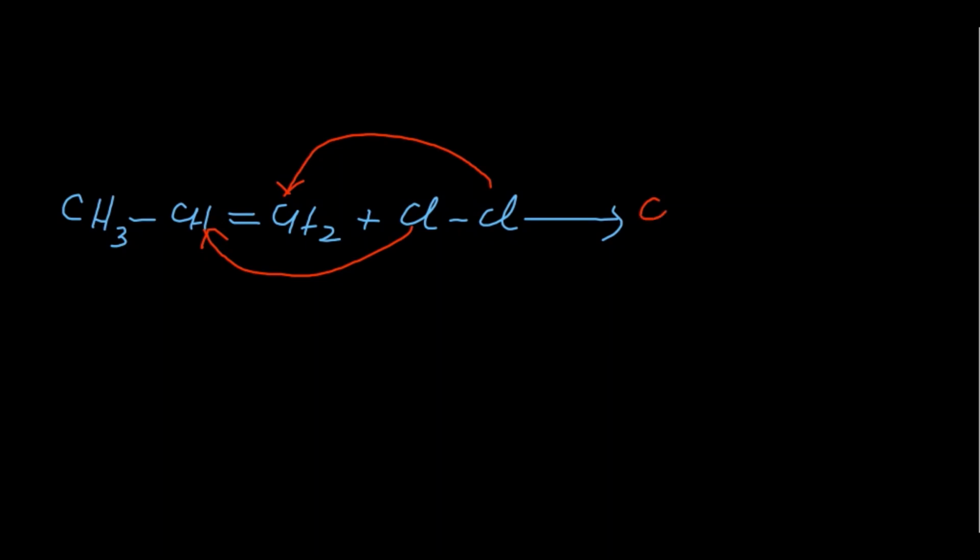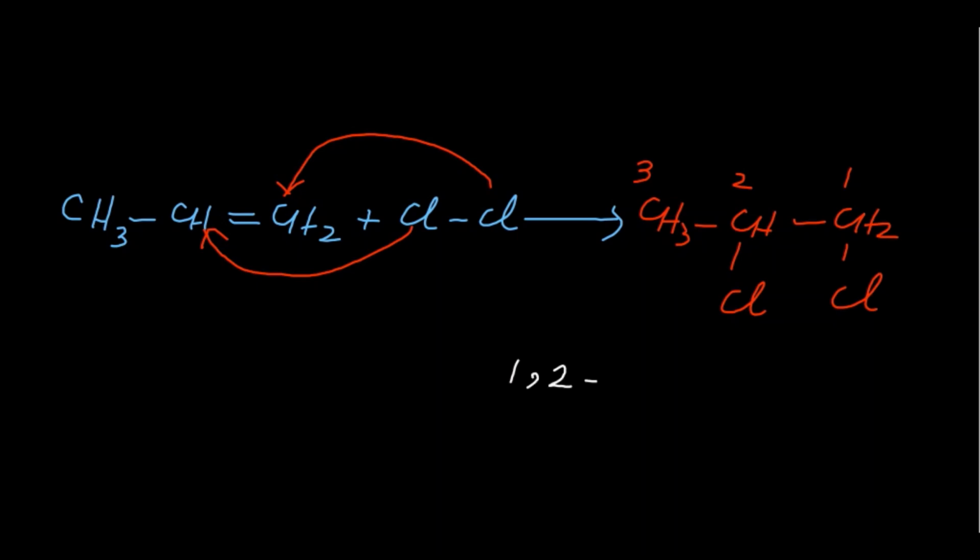Right students, now we will see what product is formed after the addition of chlorine. Here we get CH3 CHCl CH2Cl. Right students, 1, 2, 3. So the product which is formed here is 1,2-dichloropropane. Students, I hope reactions of alkenes are clear to you.